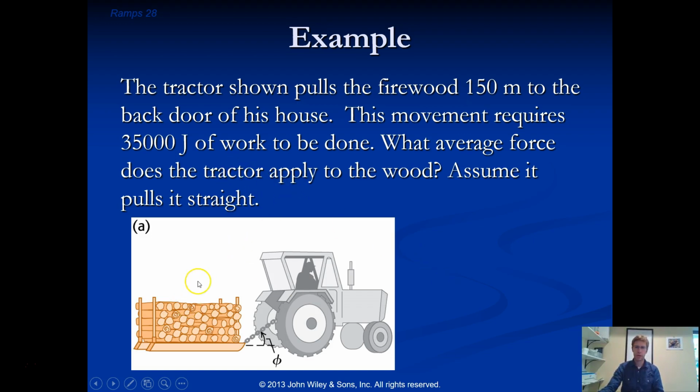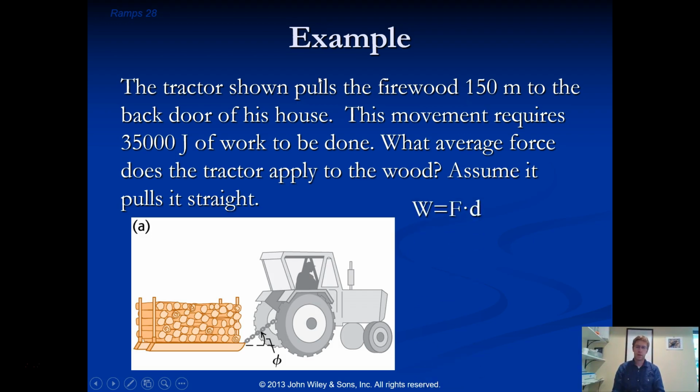So I tell you that you pull this thing and the tractor does 35,000 joules of work during this time. My question to you all then is, if that's the case, what is the average force acting on the wood pile from the tractor? So assume it's pulling straight. There's actually an angle, so the force would actually be a little different than what we're going to calculate. But let's assume it's pulling straight. If it does this much work over this much distance, what is the average force? Pause it and try to calculate it.